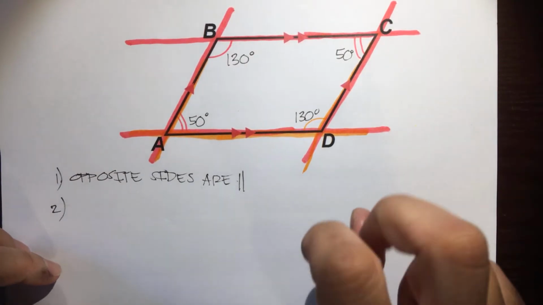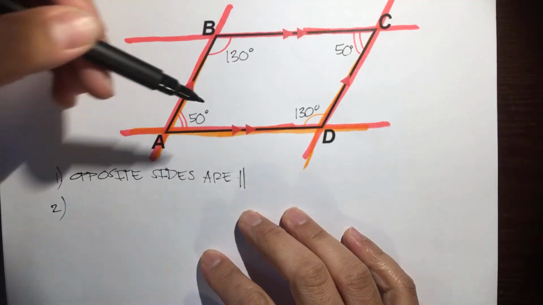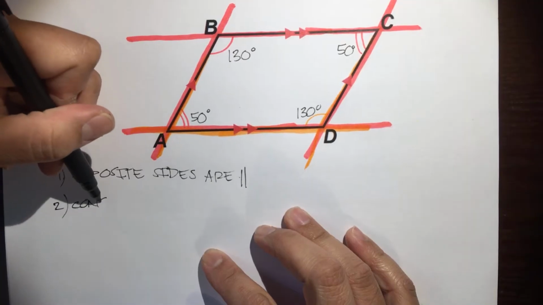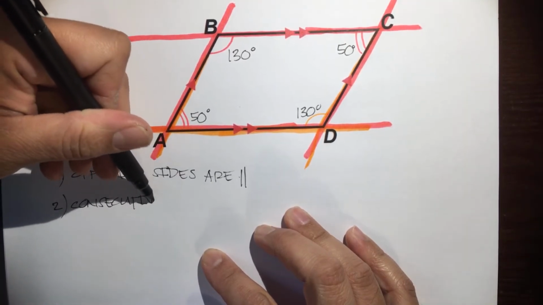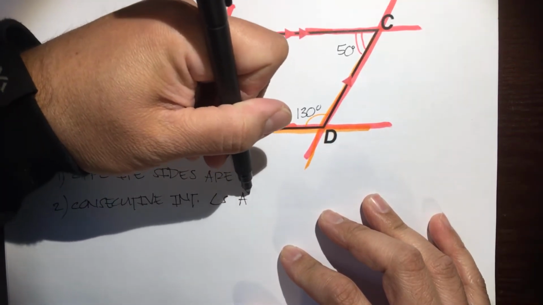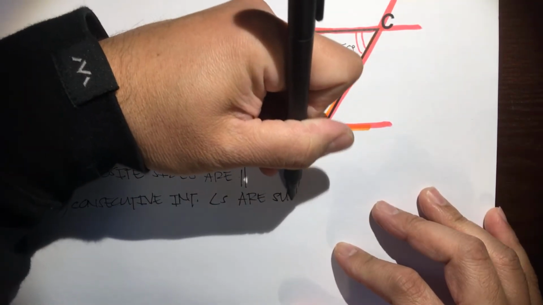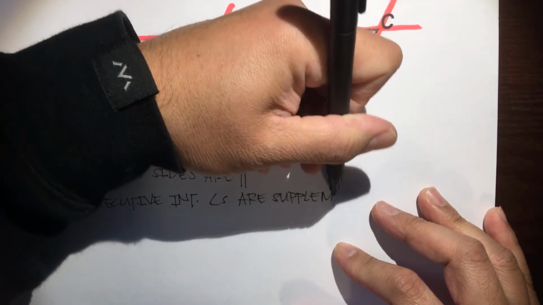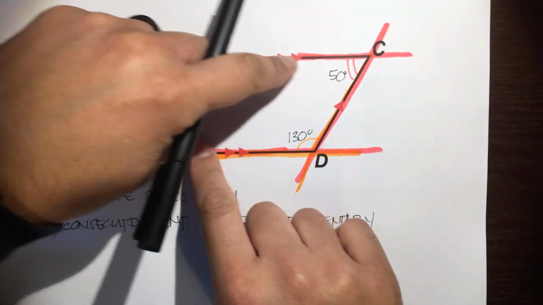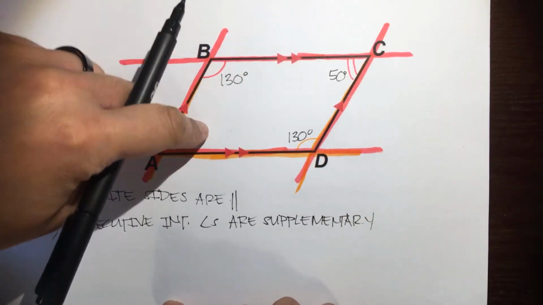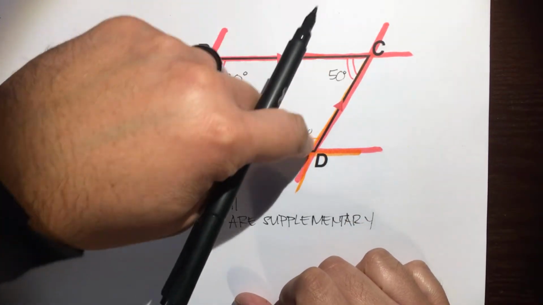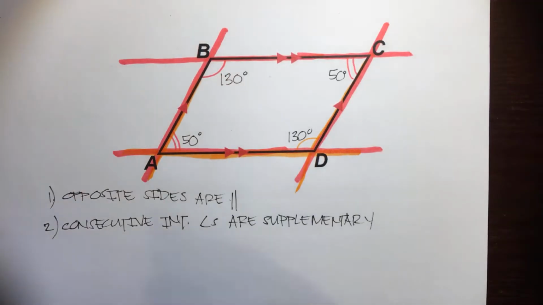So fact number 2 is that consecutive or adjacent angles that are next to each other, we're going to write consecutive interior angles are, don't say congruent, they are supplementary. So because these lines are parallel in a parallelogram, these consecutive interior angles add up to 180. Because these lines are parallel, these angles add up to 180, these angles add up to 180. The ones next to each other add up to 180.